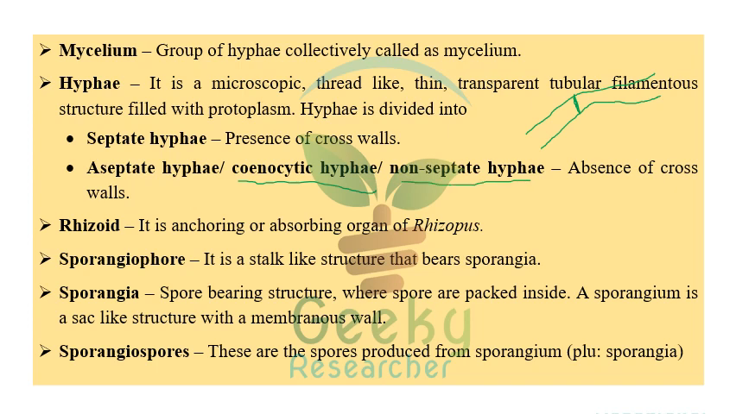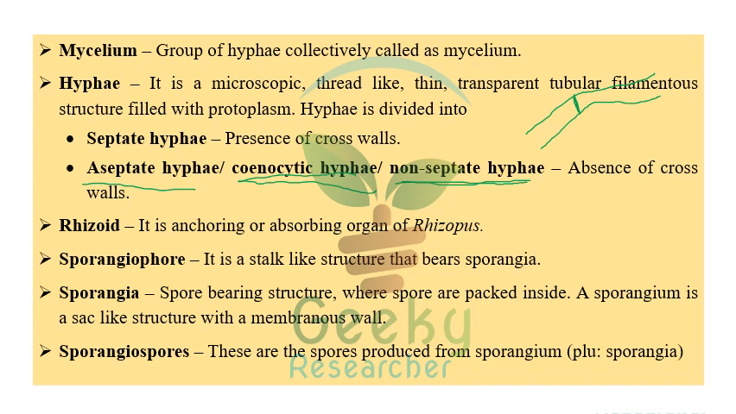I have seen this question: which of the following options is suitable for hypha with no cross walls? Non-septate hyphae, cenocytic hyphae, aseptate hyphae, all the above, something like that they will ask. So hypha having no cross walls is called aseptate hyphae, otherwise called cenocytic hyphae, or otherwise called non-septate hyphae.